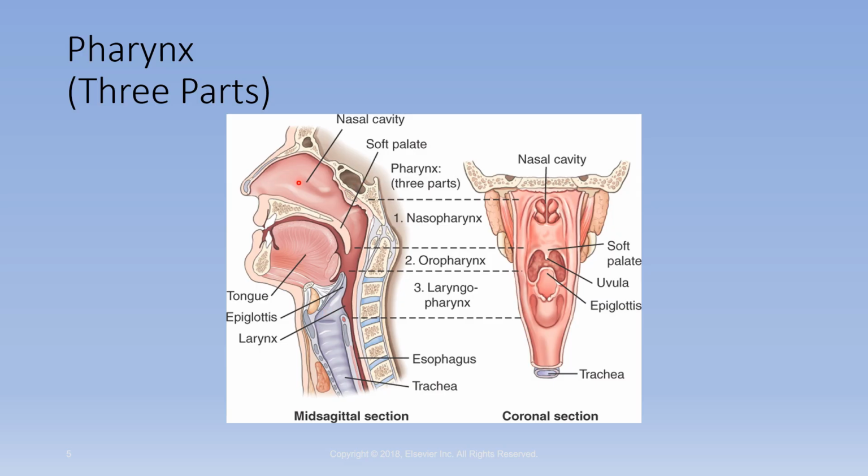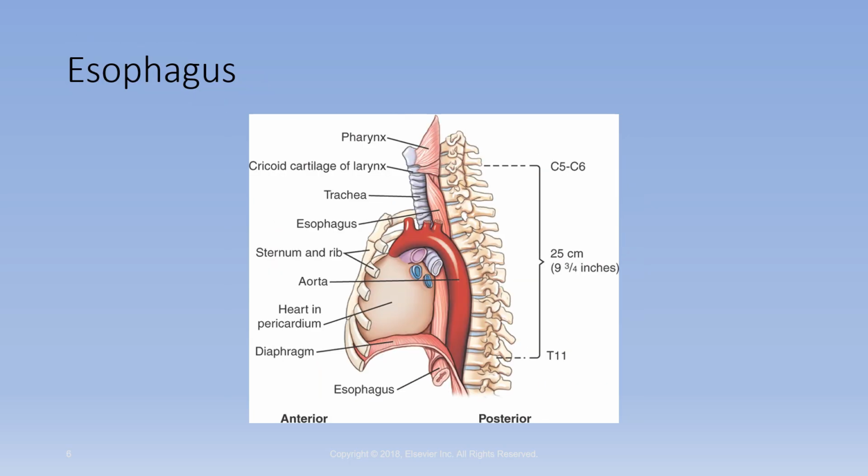You've also got the nasal cavity, the soft palate, and the epiglottis, like we said, that closes off so that food does not go into the trachea. Otherwise, the patient would aspirate. We want that to end up going down the esophagus and then through the alimentary canal.